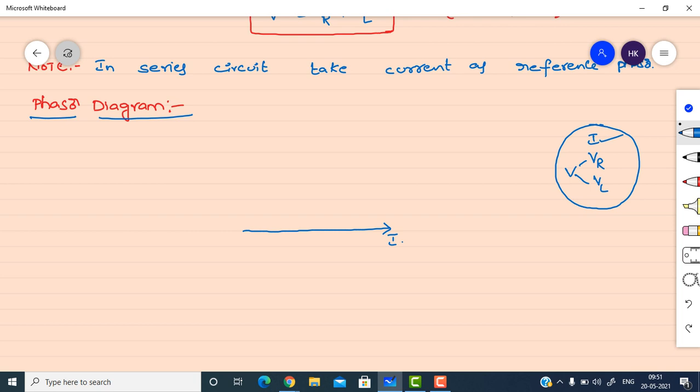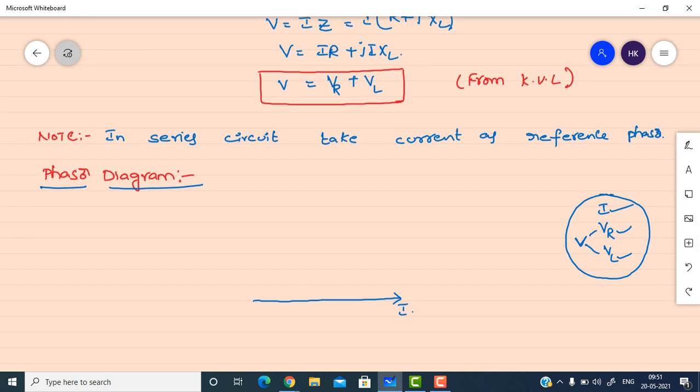So current phasor is over. Next, you have to indicate VR phasor, VL phasor, then V phasor. This V is the phasor sum of these two, just like your vector sum. Not the magnitude addition. In addition to the magnitude, we have to take the direction also. Phasor addition means phasor consists of both magnitude and direction, just like a vector.